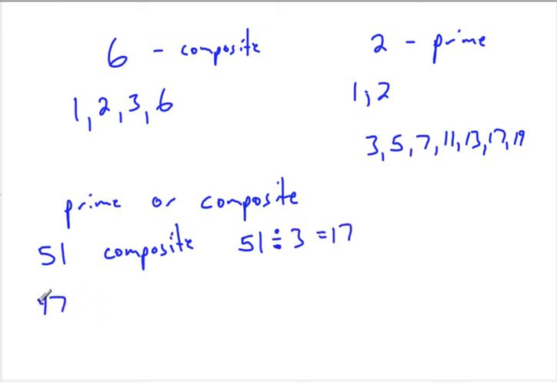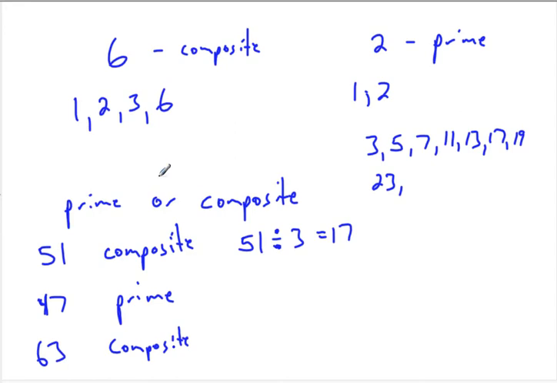47. I'm not sure about 47. It's not divisible by 2 or 3 or 5 or 7 or 11 or 13 or 17 or 19. Another prime number would be 23. So I think that's prime. 63, again, like 51, is divisible by 3, so that's composite.